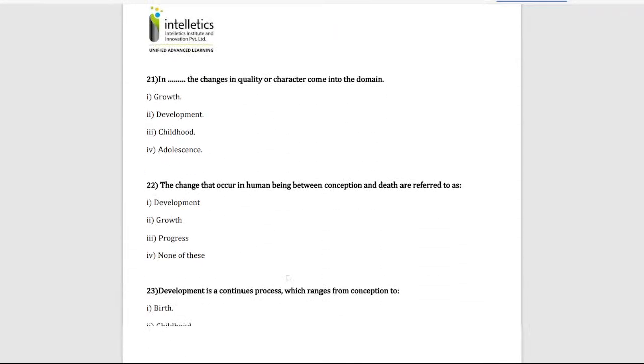Question number 21. In dash, the changes in quality or character come into the domain. First, growth. Second, development. Third, childhood. Fourth, adolescence. The correct answer for this question has to be second, development. In development, the changes in quality or character come into the domain.